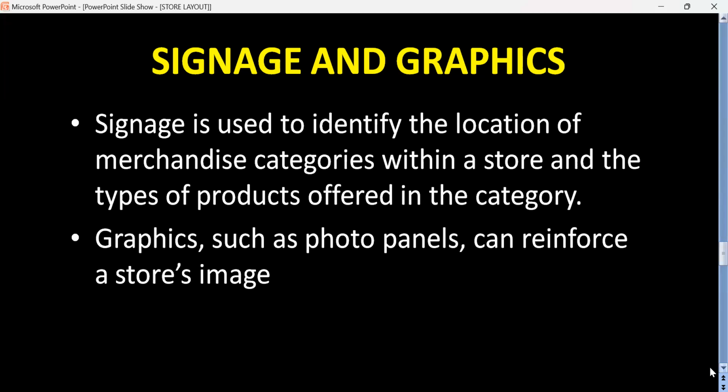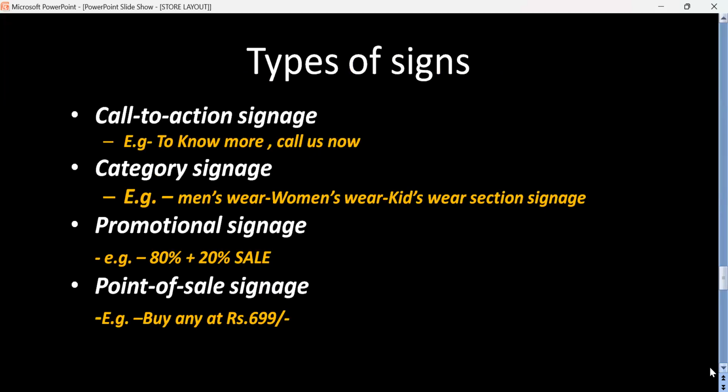Signages are basically a combination of text, graphics and photo panels, in order to portray the store image and to convey the message to the customer about the location of the merchandise, the category of the merchandise, and the products offered by the retailer to the customers. So signages and graphics are of four types basically.